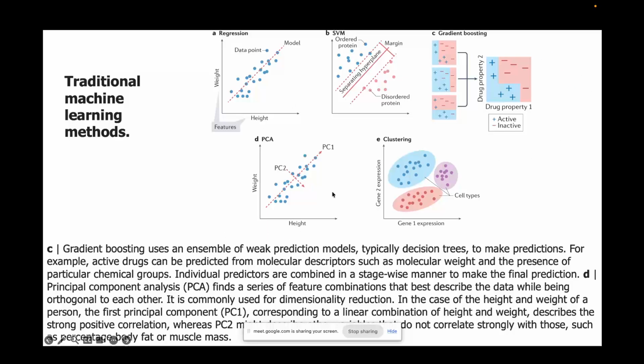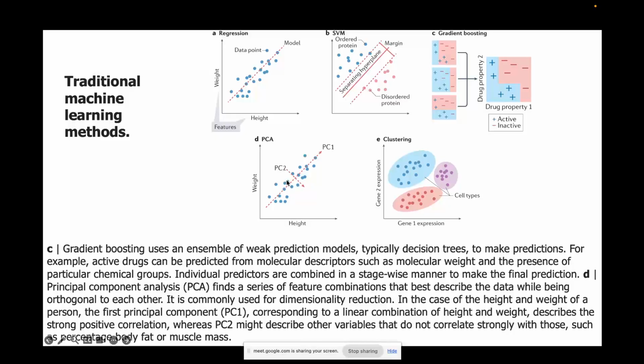Principal component analysis, on the other hand, is a very well-known technique of dimensional reduction. It uses eigenvectors. So basically PC1 and PC2 are eigenvectors of the data, which are orthogonal in nature, capturing the most variability, the most variance, you can say. So PCA finds a series of feature combinations that best describe the data while being orthogonal to each other. It is commonly used for dimensional reduction. In the case of height and weight of a person, the first principal component corresponds to a linear combination of height and weight, describing positive correlation, whereas PC2 might describe other variables that do not correlate strongly with those, such as percentage of body fat or muscle mass, and so on and so forth.